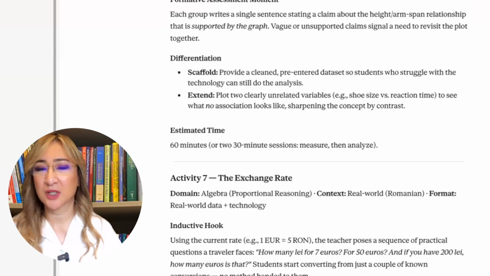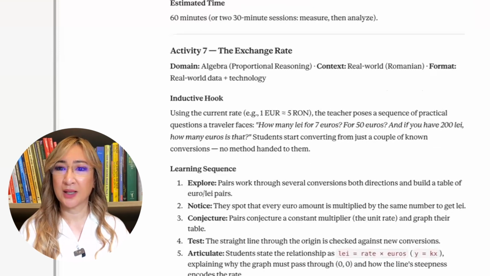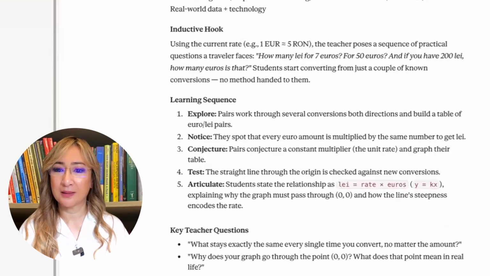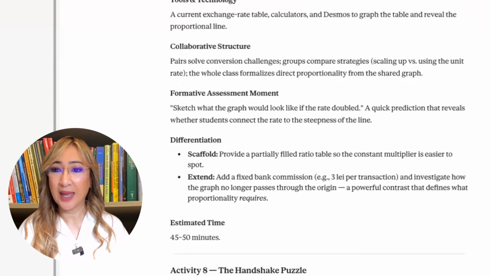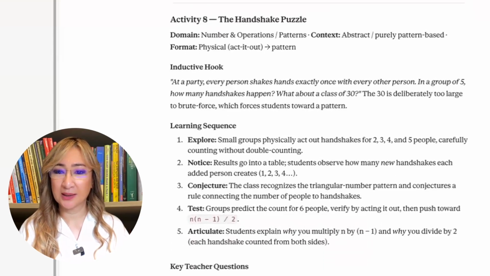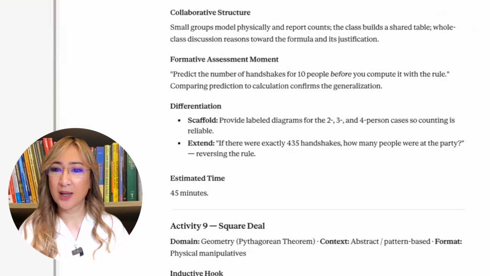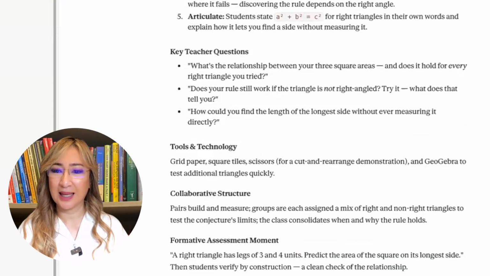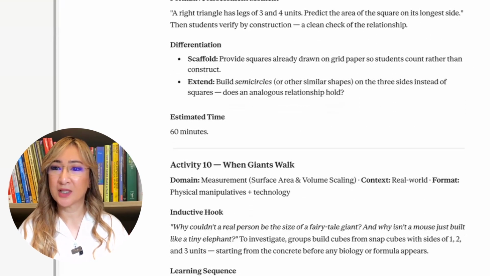but we don't want everyone doing exactly the same thing, right? Okay, so this wasn't mentioned, the exchange rate, looking at the exchange rate between the euro and the Romanian currency. The handshake that was mentioned as well. Okay, the square deal. What's this one? Oh, right angle triangle, and it's doing Pythagorean theorem again. And then when giants walk.